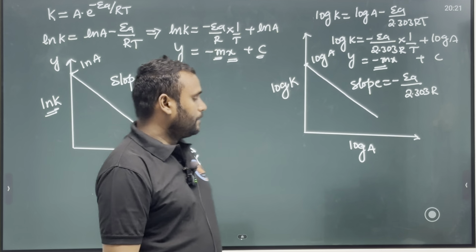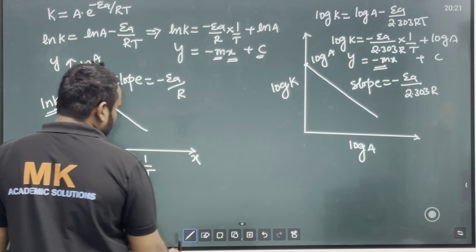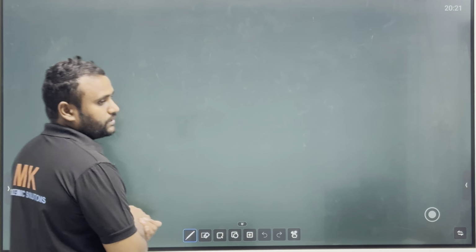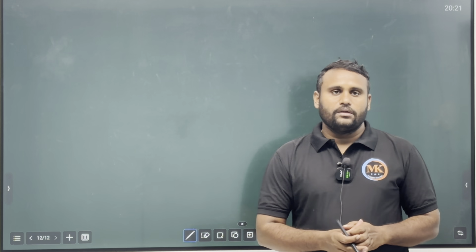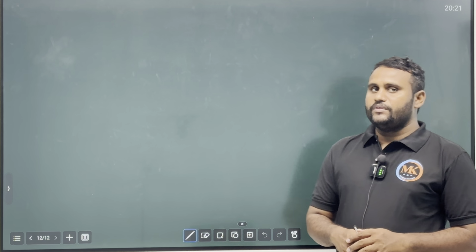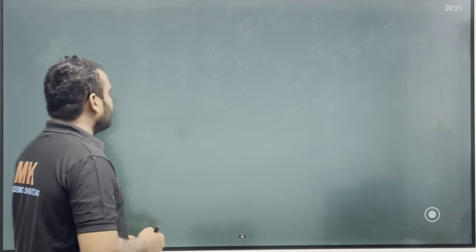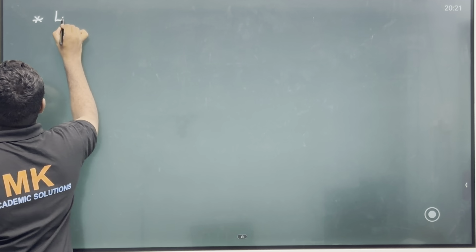Next we are going to see the transition state theory. Before discussing the transition state theory, what are the limitations of this Arrhenius theory or collision theory? What are the limitations of the Arrhenius theory?